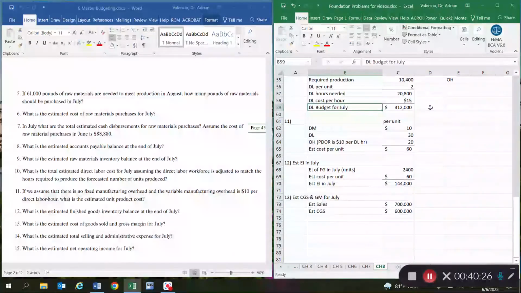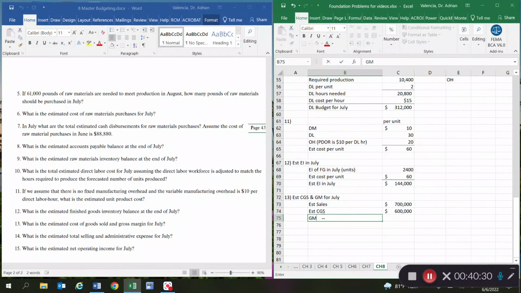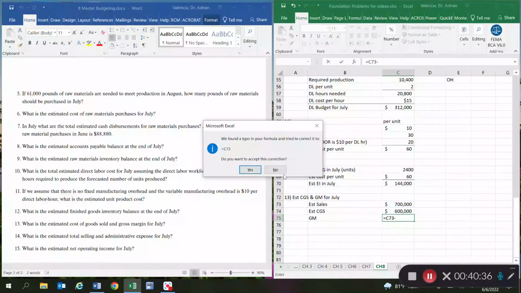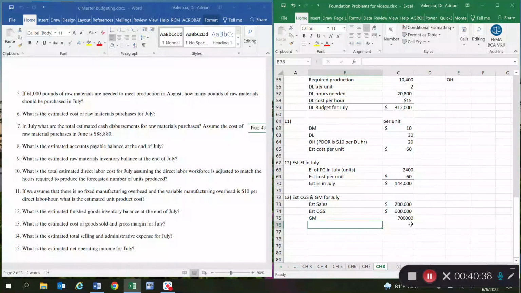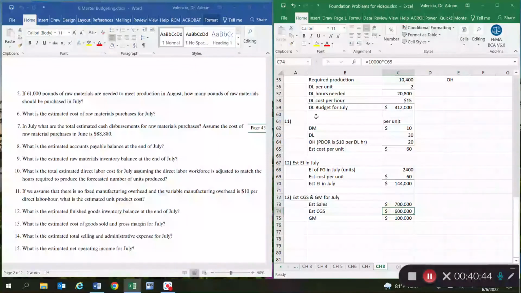Okay? So our gross margin, and I'm going to skip the word estimated, but we understand that that's all estimated, is going to be $100,000. Oops, I made a mistake here. Our expected gross margin in July on the income statement is going to be $100,000.